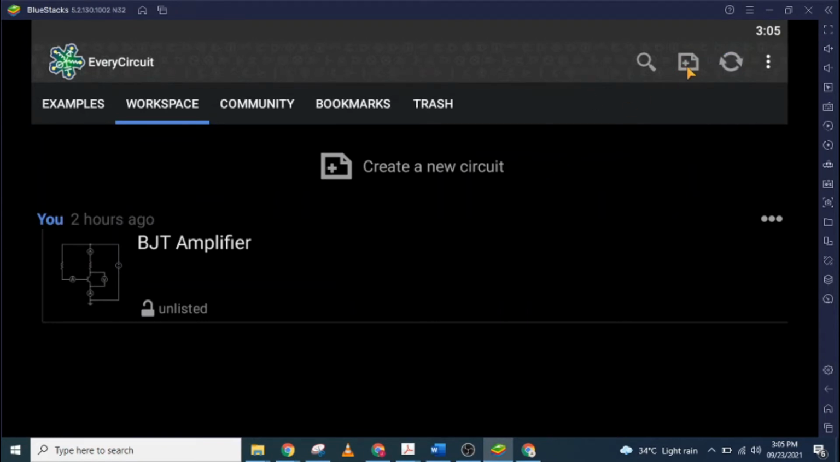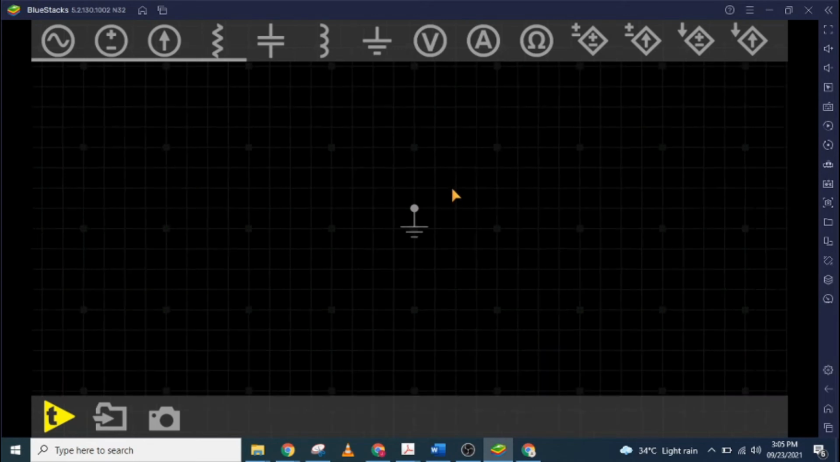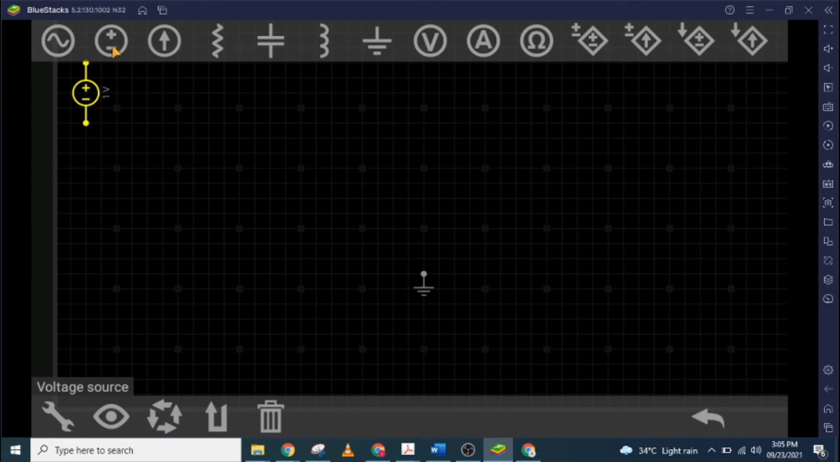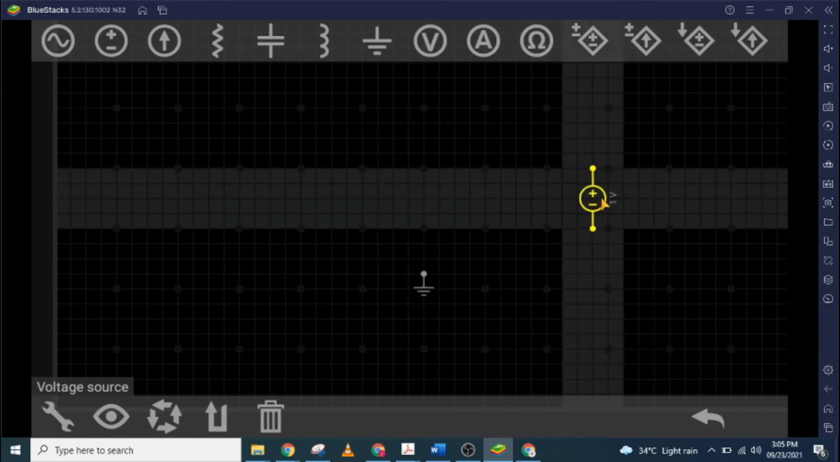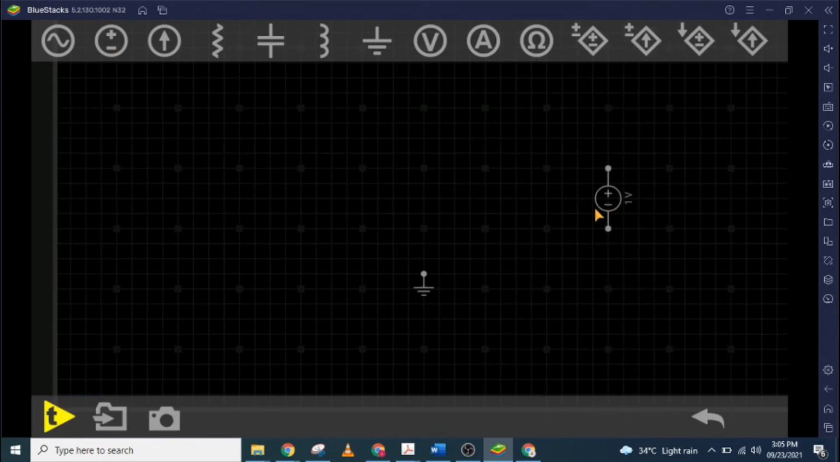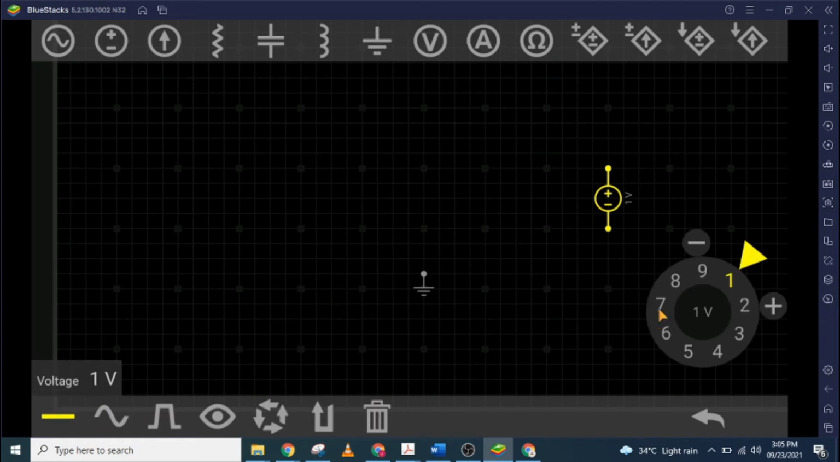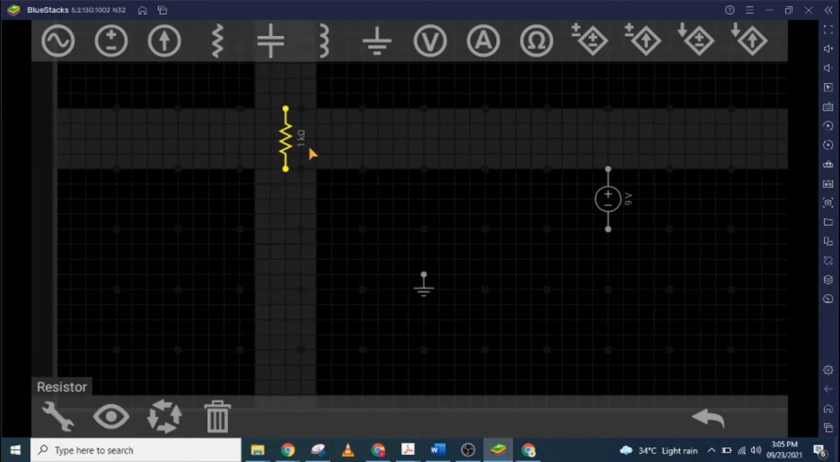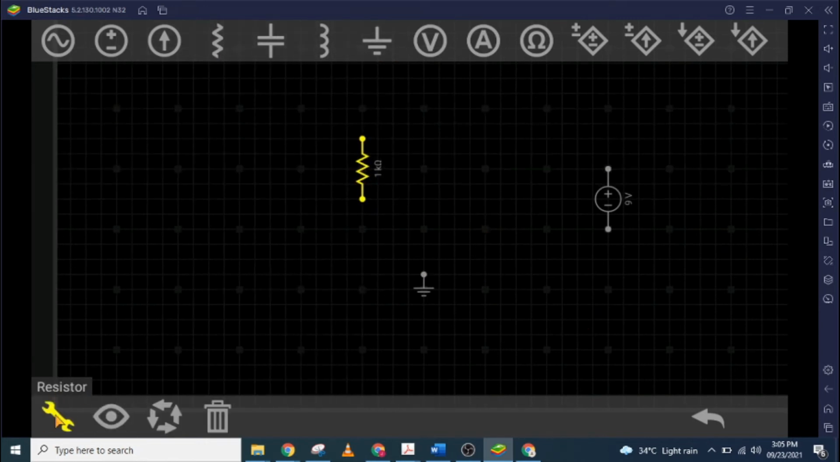Okay, so we create a new design. This one. This is the ground. And then we interconnect our supply. Sabi dun kanina sa materials, this will be 9 volts. Click natin yan. Click natin ito. And then 9 volts. Right, then resistors. RB is 240 kilo ohms.